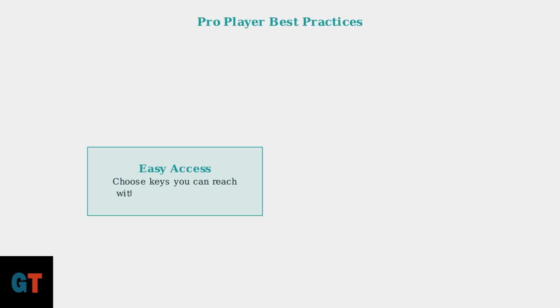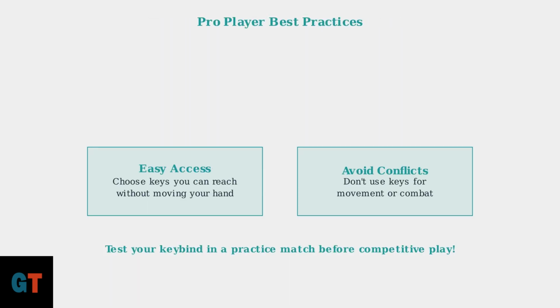Professional players follow two key principles when choosing their push-to-talk keybind. First, select a key that's easily accessible without moving your hand from its natural gaming position. Second, avoid any keys that conflict with movement, combat, or other essential functions. Always test your chosen keybind in a practice match before jumping into competitive play.